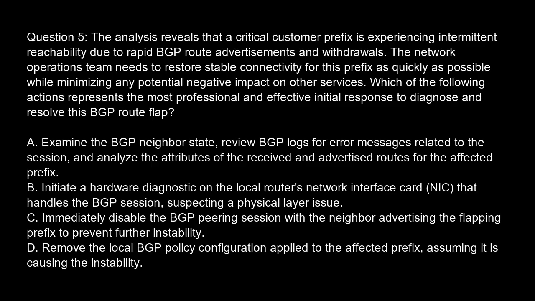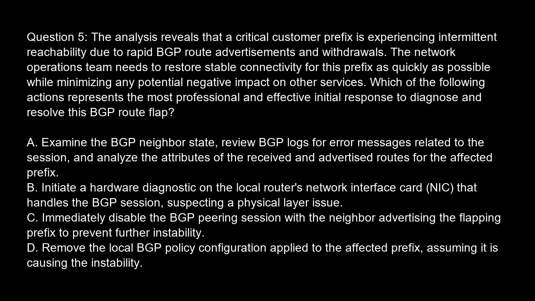Question 5. The analysis reveals that a critical customer prefix is experiencing intermittent reachability due to rapid BGP route advertisements and withdrawals. The network operations team needs to restore stable connectivity for this prefix as quickly as possible, while minimizing any potential negative impact on other services. Which of the following actions represents the most professional and effective initial response to diagnose and resolve this BGP route flap? Option A. Examine the BGP neighbor state, review BGP logs for error messages related to the session, and analyze the attributes of the received and advertised routes for the affected prefix.